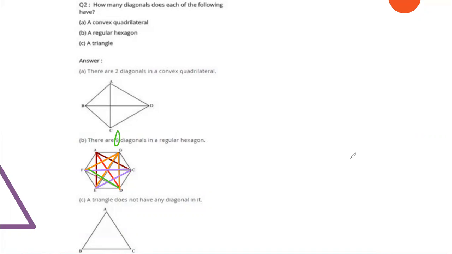Alright guys, let's move on with triangle. Since we know that a triangle has three sides, we do not have any opposite vertex for A or C or B. Therefore, there is no diagonal in a triangle. Alright, let's move on with question number 3, guys.